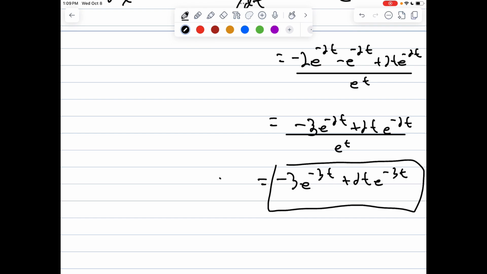Okay, so that's essentially how this works. It depends on how complicated the problem is. Sometimes there's a little bit more simplification that could be done, and your usual differentiation rules work out here.